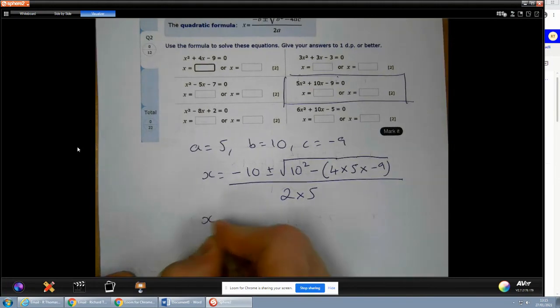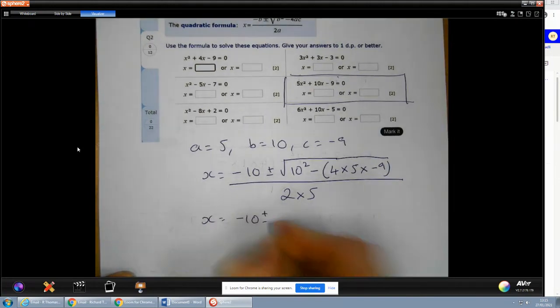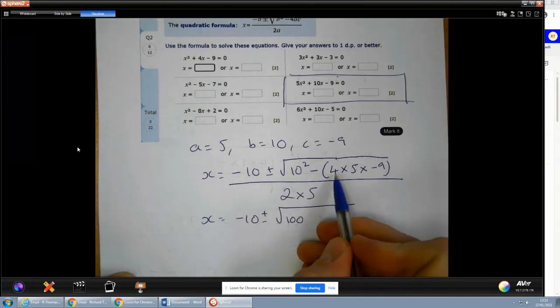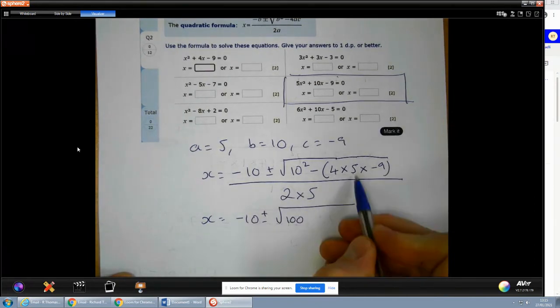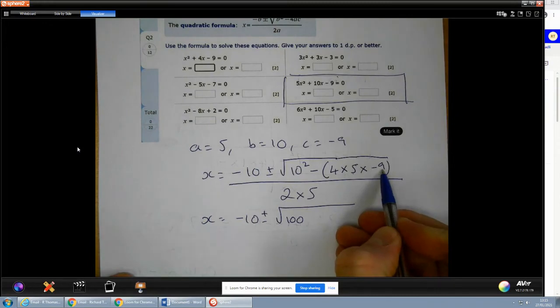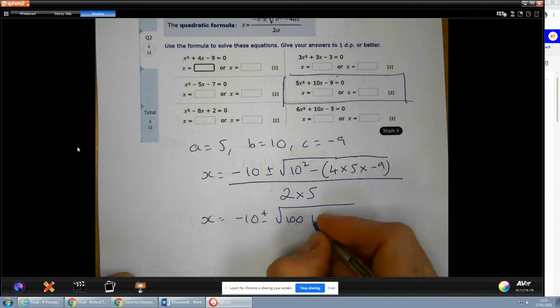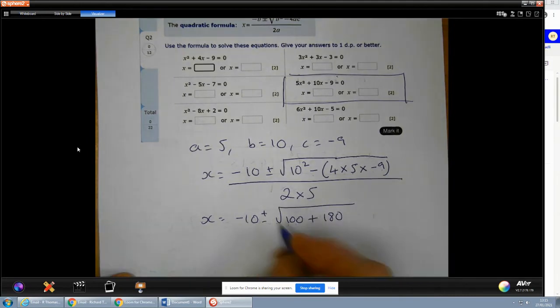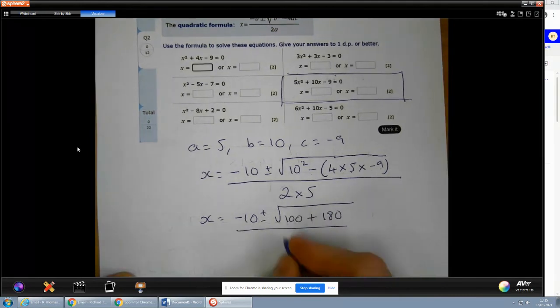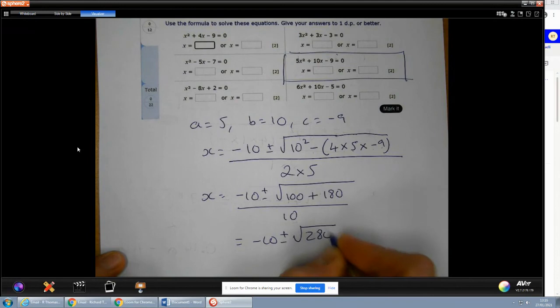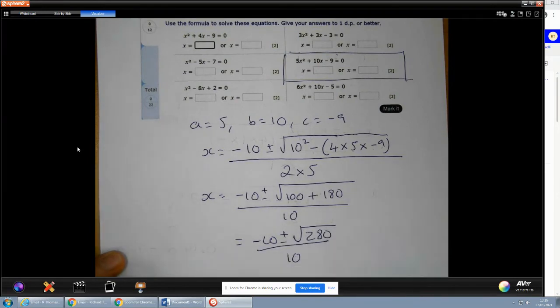So let's tidy it up. So x equals minus 10 plus or minus. Right. 10 squared is 100. 4 5s are 20. 20 9s are 180. So that's minus 180. So that's plus 180. And 2 5s are 10. So that's minus 10 plus or minus the square root of 280 all over 10.